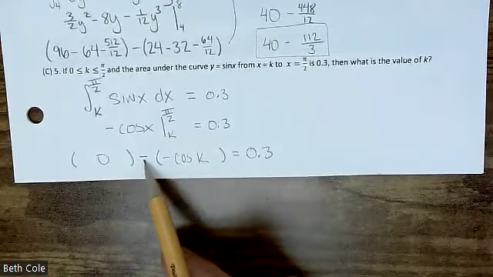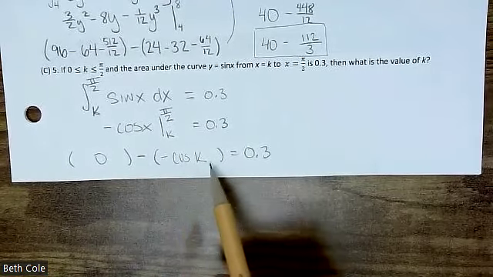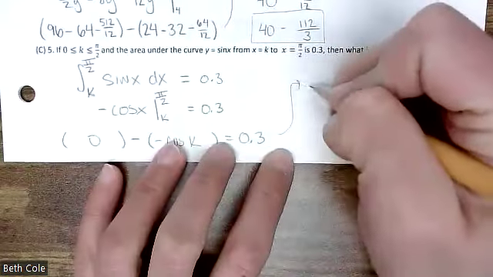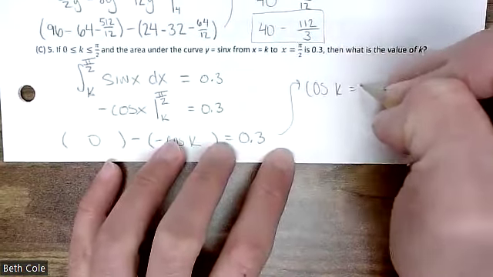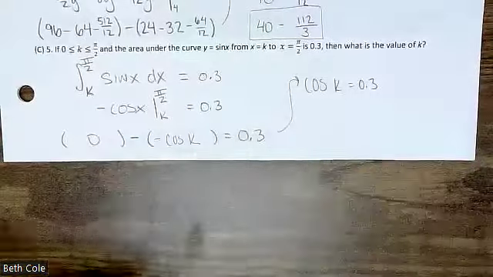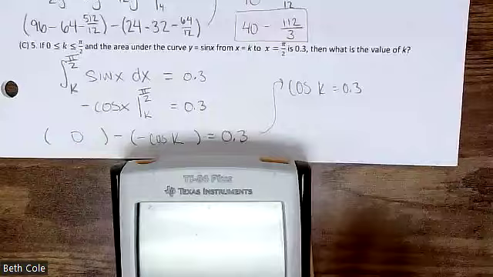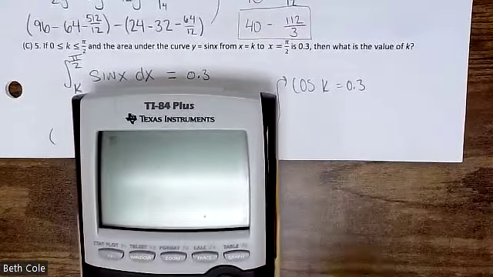These negatives would cancel, so it's positive cosine of k equals 0.3. And actually, I'll write that out. It's cosine k equals 0.3. How would you get k? This is where we're going to use the calculator. How do you do invert?